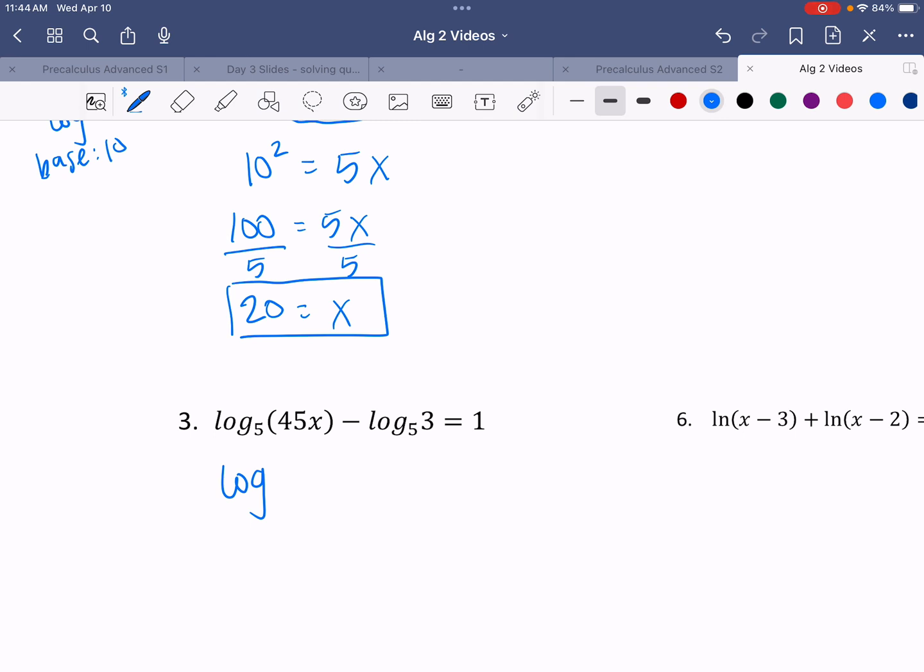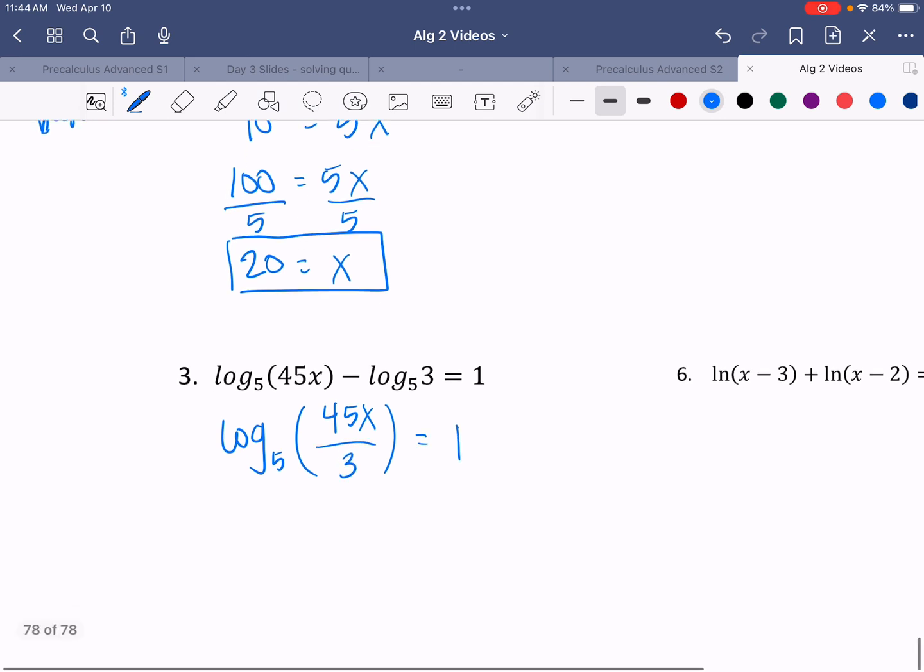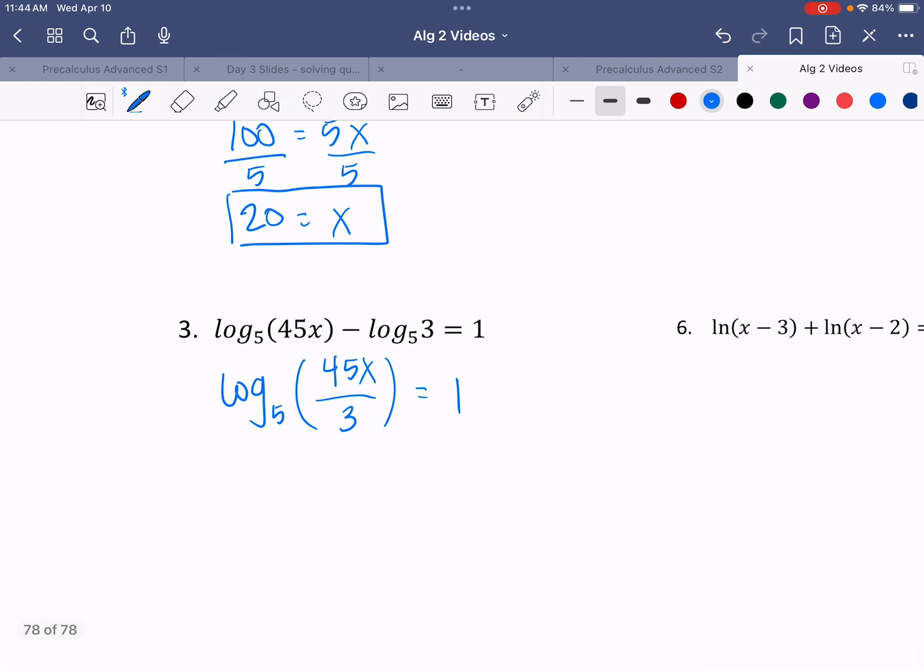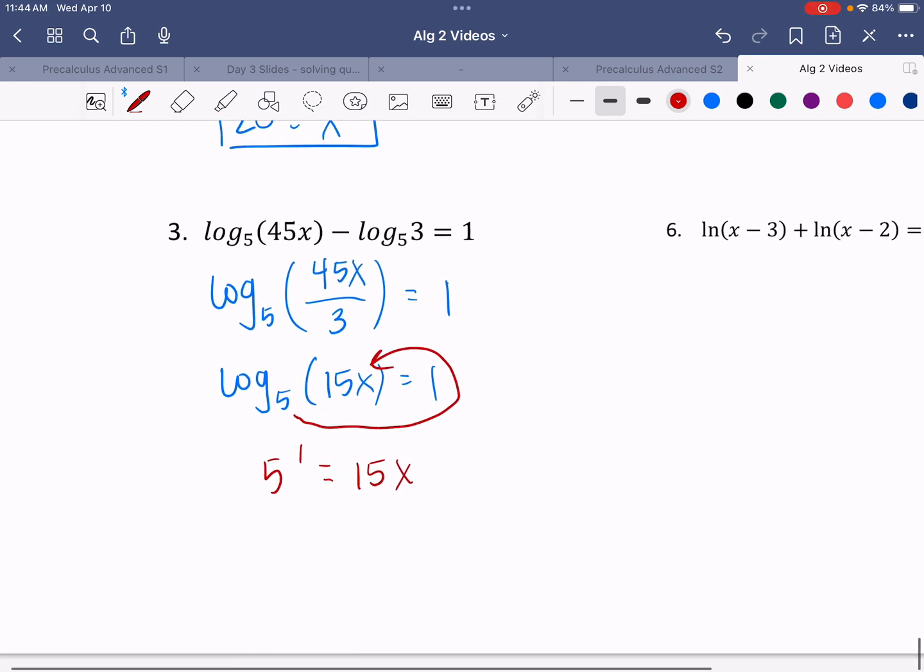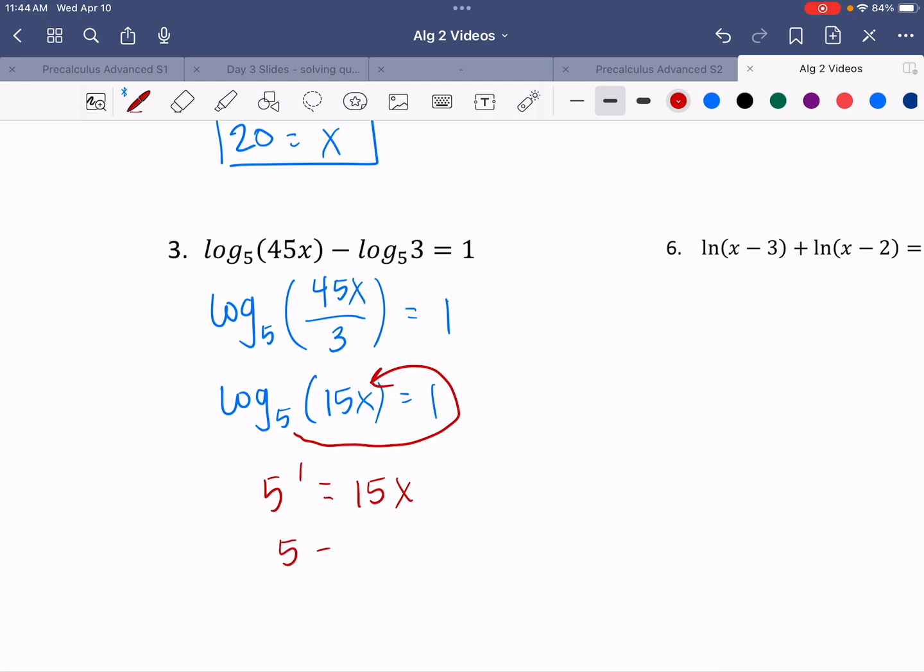So they're going to have the same base of 5 still, but it's 45x over 3. And you have options. You could leave it like that, or you can divide 45 by 3, which is 15. And now I'm ready to start at the base and rewrite it as exponential. So 5 to the first power equals 15x. So divide by 15, and reduce down to 1/3 is x.